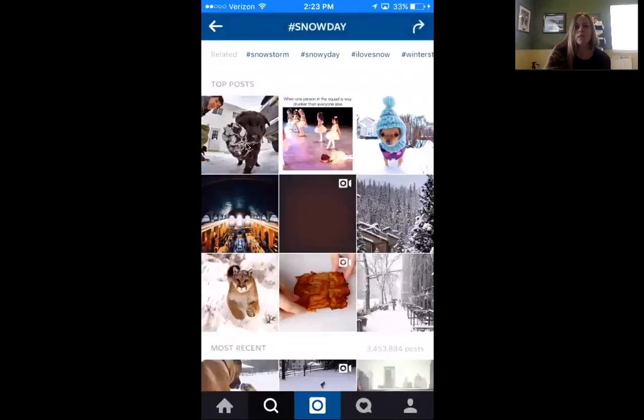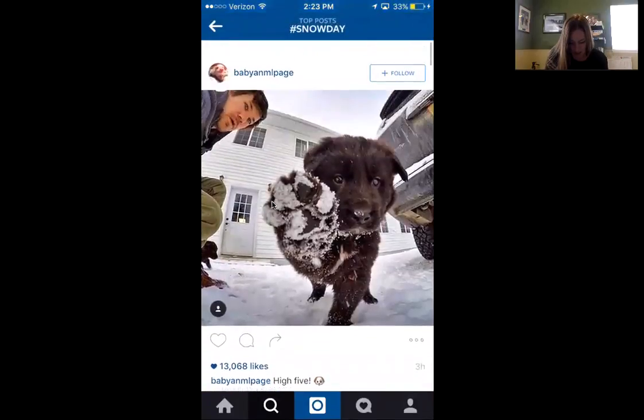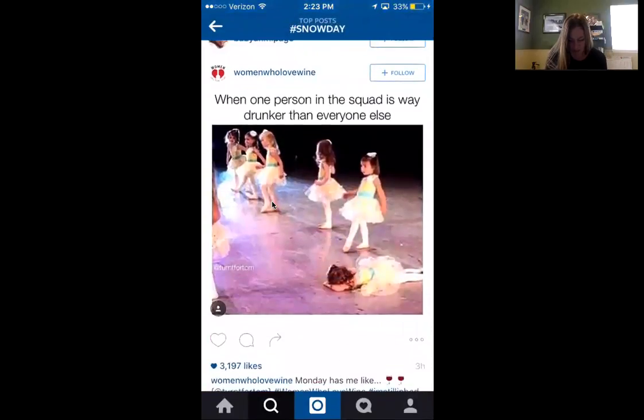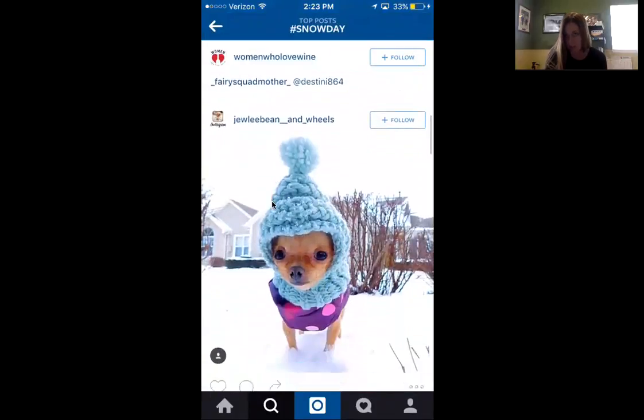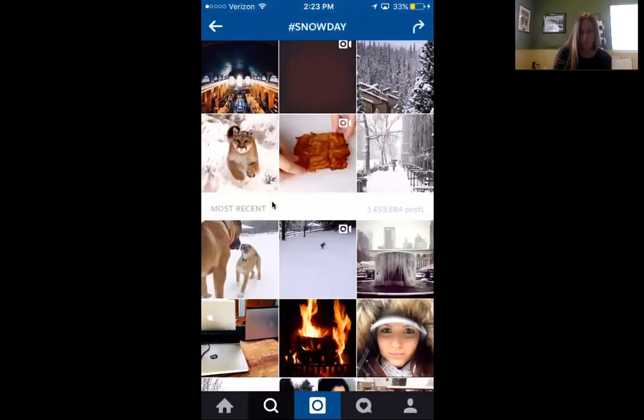I don't really look at the top posts. I think some other people do, but I don't, because usually it's businesses and there's like a ton of followers, and that just kind of doesn't work. So I don't use the top posts. I go to most recent. So when I go to most recent, that tells me that these people have been on Instagram recently.